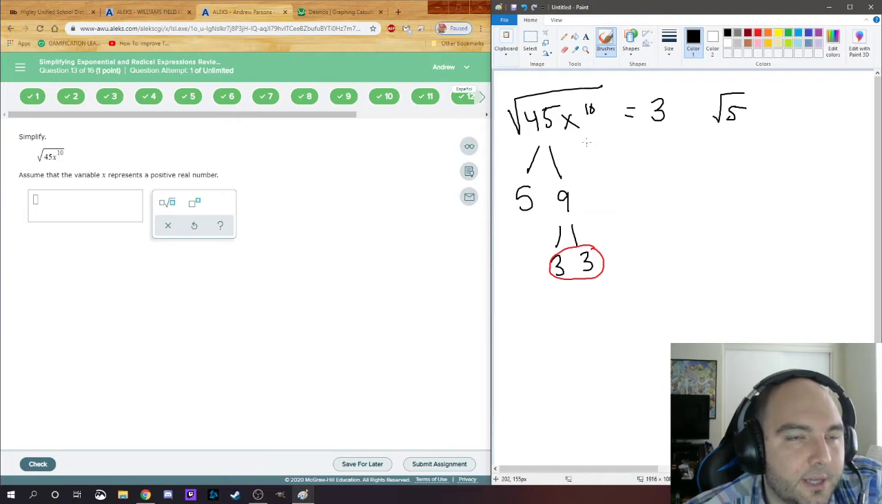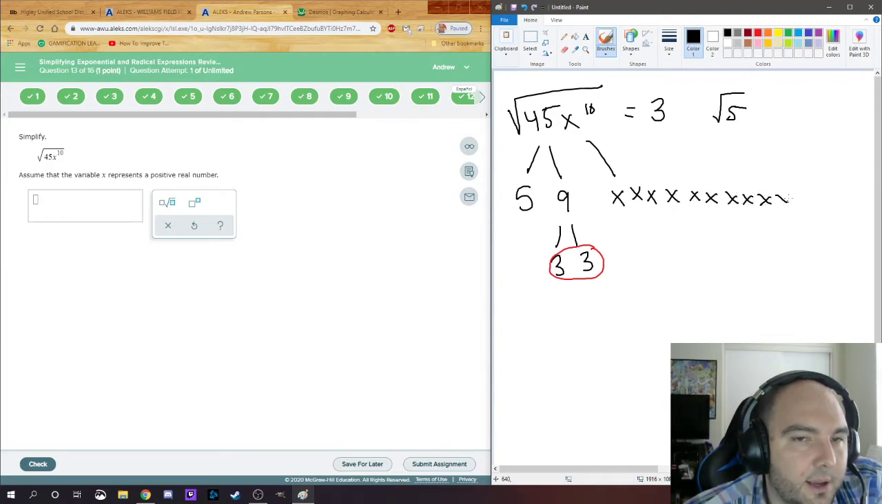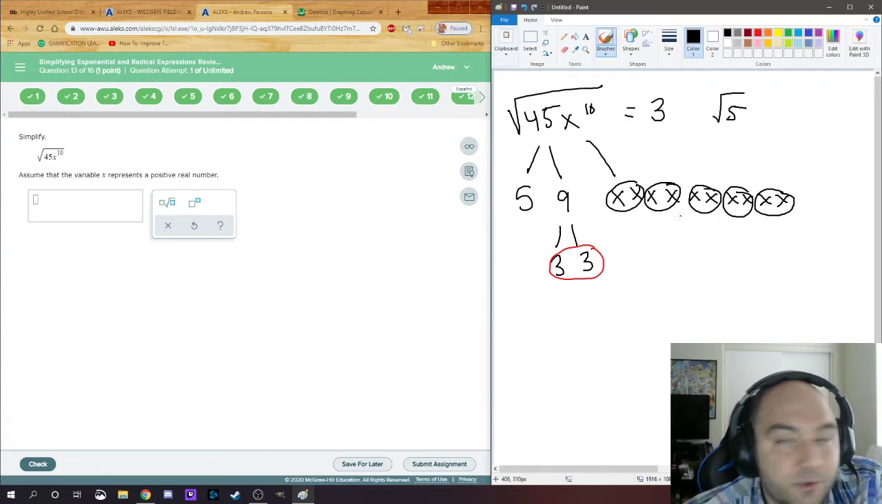Okay, now to deal with this. Now, what you could do is this. You could write this out 10 times. 5, 6, 7, 8, 9, 10. It's very annoying. I could circle off the pairs. 3, 4, 5. There's 5 pairs. Or, if you want to do it the quick way, how many times does 2 go into 10?